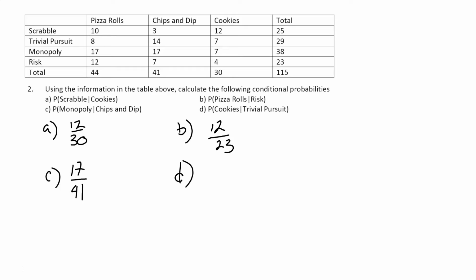Part D, the probability of cookies given they like Trivial Pursuit. So again, we're looking at just the Trivial Pursuit line. That tells us that the 29 is going to be the denominator, and the numerator will be wherever cookies falls on that line. So cookies on the Trivial Pursuit line is 7 out of that 29. So the probability of finding somebody who likes cookies, given that they like Trivial Pursuit, is 7 out of 29.